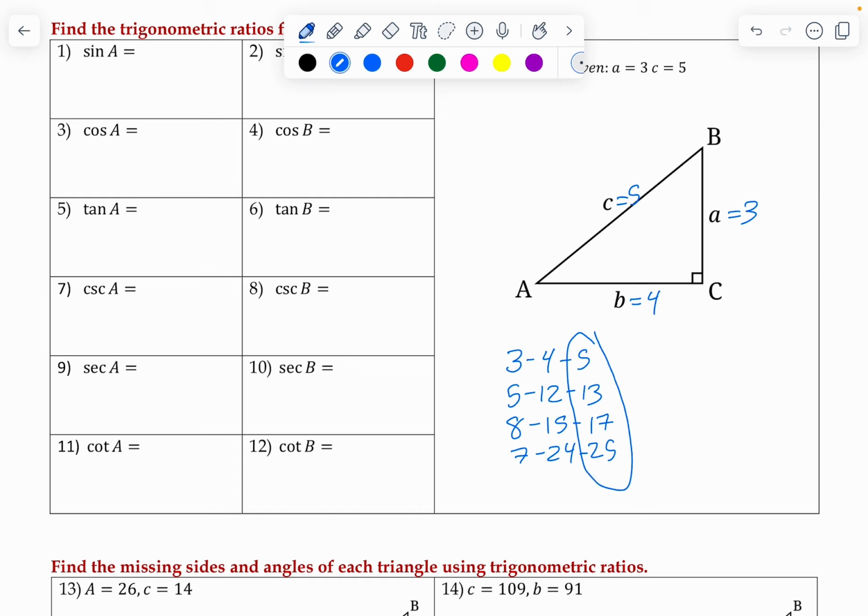So if I have a 3 and a 4 as the two legs, then the hypotenuse will be 5. If my two legs are 5 and 12, then my hypotenuse has to be 13. All of these fit the Pythagorean theorem.